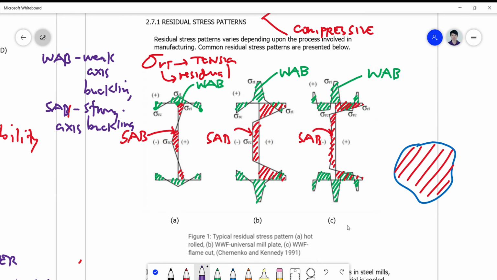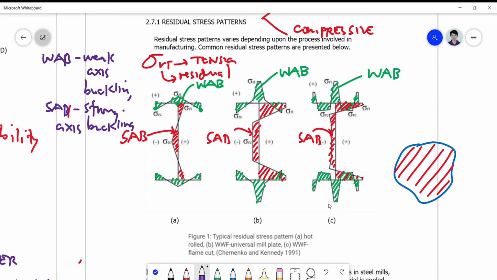So this ABC here are actually different processes involved in manufacturing the wide flange section, in which the first one is a hot rolled section, the second one is a welded wide flange section, which is made up of universal mill plate, and the third one is a welded wide flange section, which is made up of plates cut from flames.